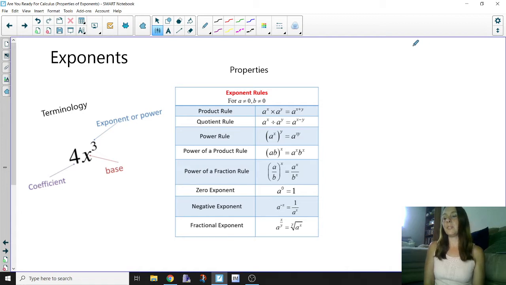All right, so on this first slide, let's just start by reviewing some terminology. If you see an expression like this, 4x to the third, we would say that the 4 is the coefficient. The x is the base. It is what has the exponent. That's the little number that you see here, or power on it.